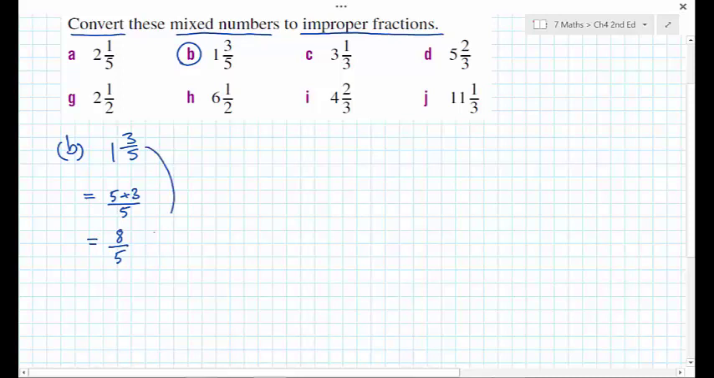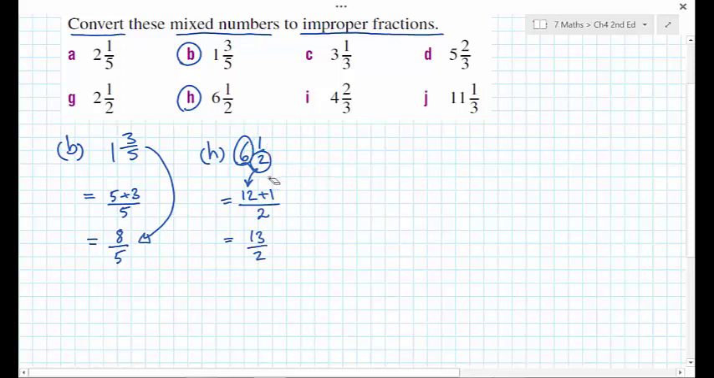Now you can go straight from this to this. You don't need to show this at all, but you can show it if it helps you with your thought process. So let's look at H. If I have 6 1/2, again I think of this thought process: 6 times 2 gives me 12, and then I add another 1 onto there, and I put that all over 2. And so I end up with 13 over 2.